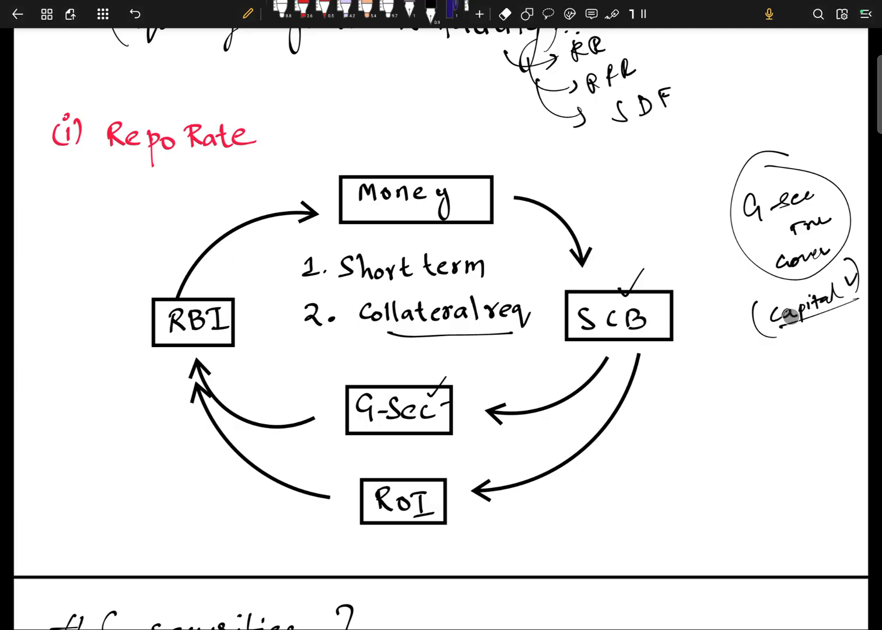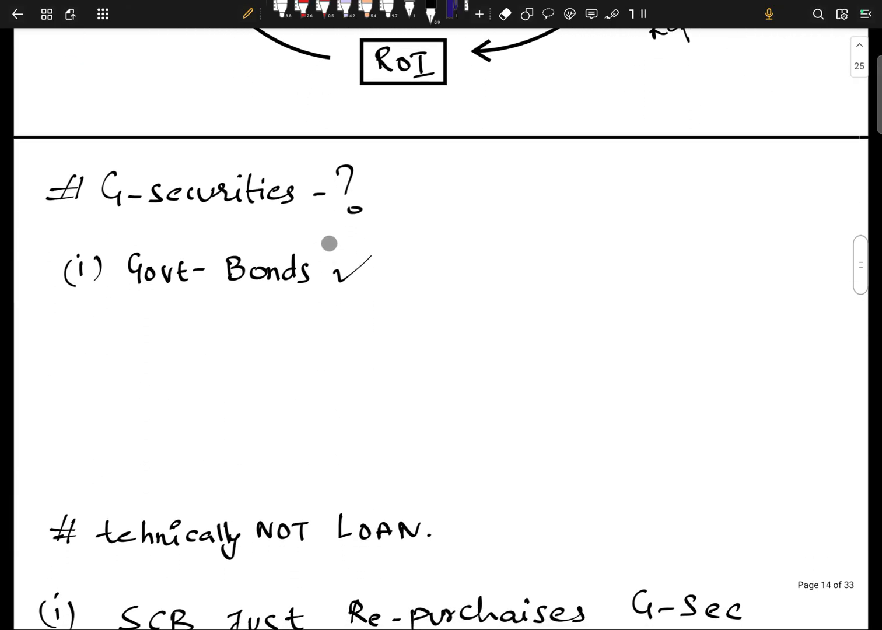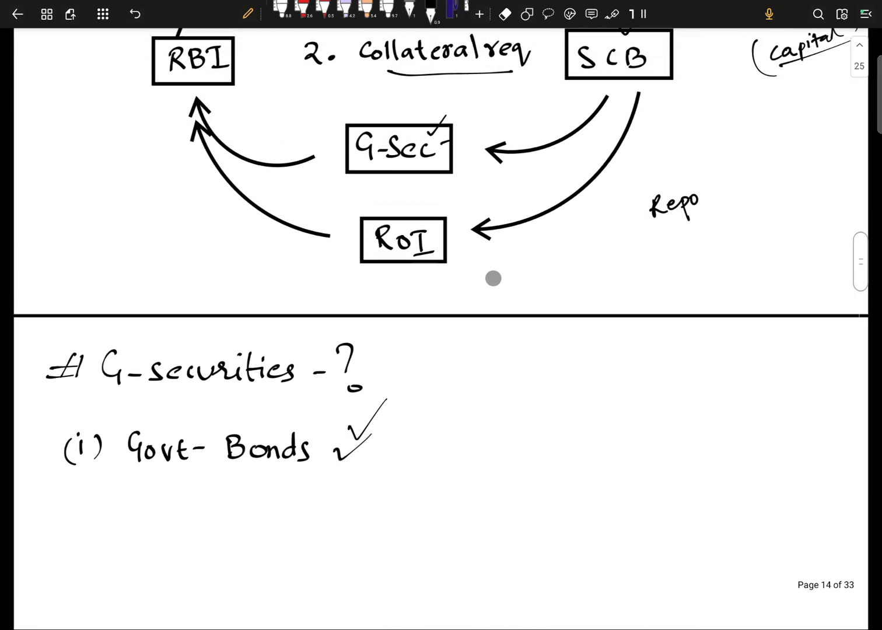Again, we don't have to understand what they are right now, but understand this much: RBI takes collateral, G securities, and gives loans to the scheduled commercial bank, and because of this, the scheduled commercial bank has to pay back some interest to the RBI. Repo rate, okay, we see what government bonds are.